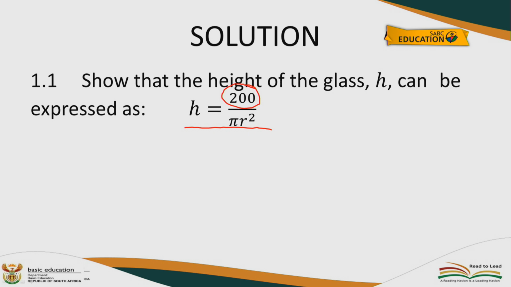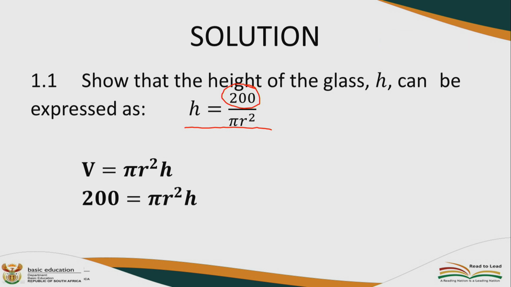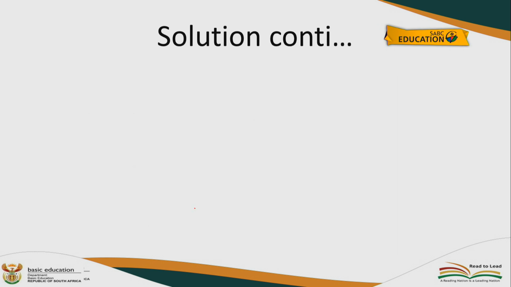The volume of a cylinder is given by the area of the base times the perpendicular height. Our base is a circle, so the area is pi r squared, times the height of our cylinder, which is h. So the volume is given as pi r squared h. All right, the volume was given to be 200, so we replace V with 200, and then we make h the subject of the formula. We find that h is equal to 200 over pi r squared. So that's what we were asked to show. Pretty simple. Let us quickly go to the next question.